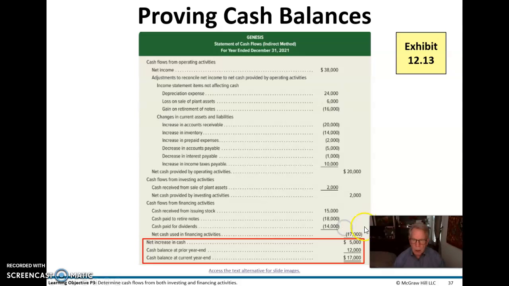There it is. So we can then say that for financing activities that represented a use of cash of 17,000, where cash was provided by or increased by $2,000 for investing activities. So we add these three together and we get a net increase in cash of 5,000. We started at the beginning of the year with 12,000 on the balance sheet, and that should give us 17,000 in cash balance at the current year.